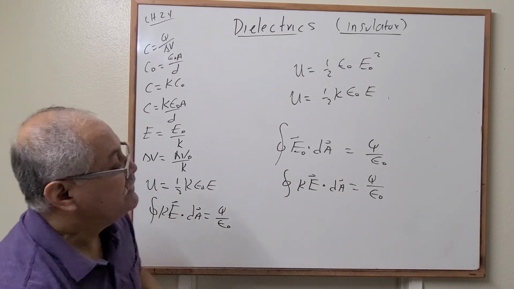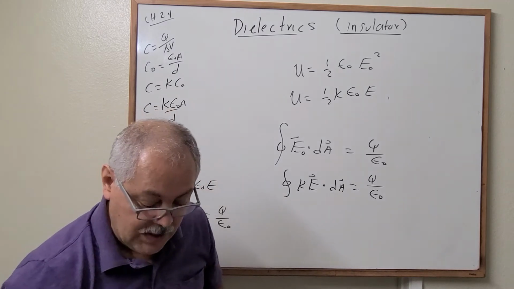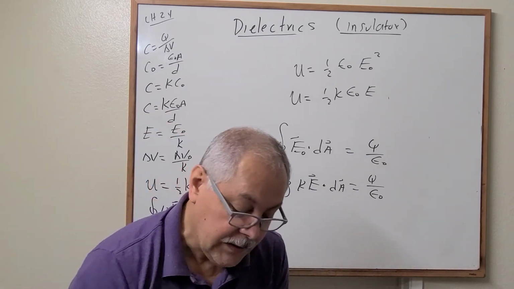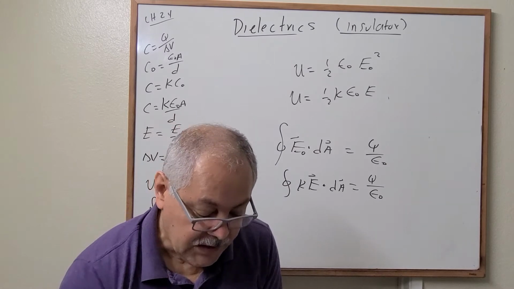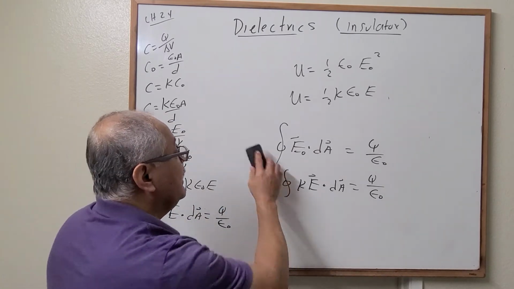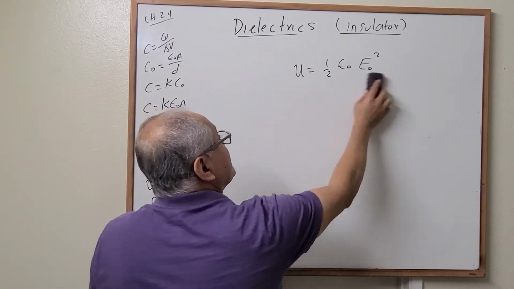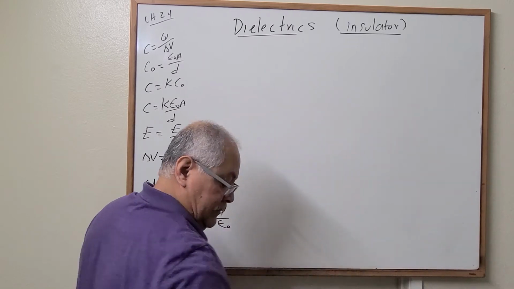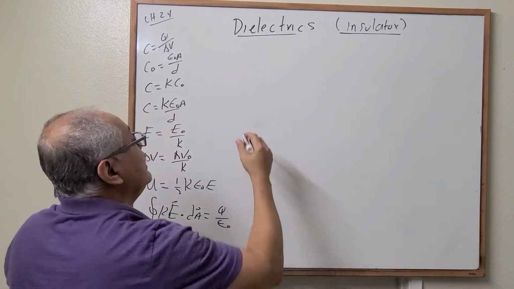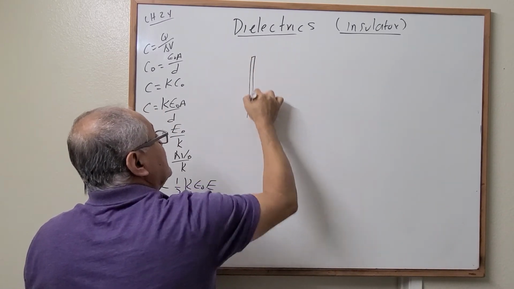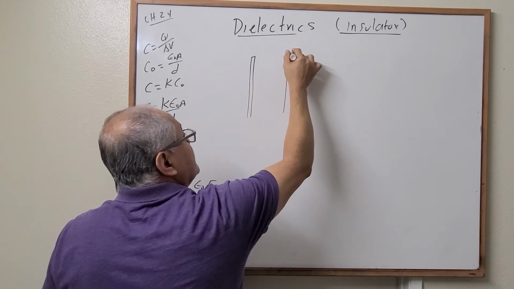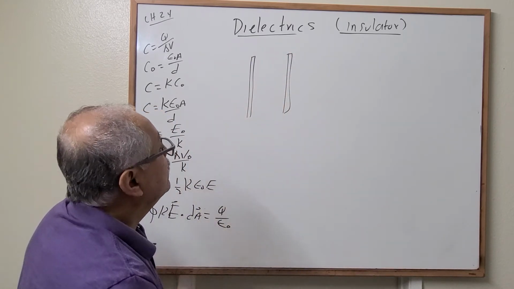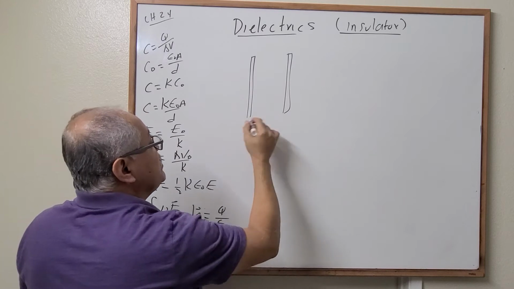Correct. Great. Now let's see what happens with the dielectric inside of a capacitor. Let's do it this way. Imagine that we have this capacitor, correct? And of course we charge it. It's charged.